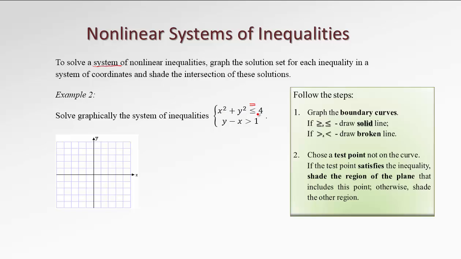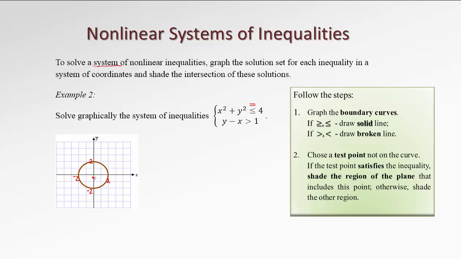So let's graph the first boundary curve by a solid line, as the equation is included in our inequality. That's a circle with center 0, 0 and radius 2. So we have 2 here, 2 there, -2 and -2. As you see, this circle divides the whole plane into two regions, the inside of the circle and the outside of the circle. So we need to make a decision which part of the plane should be shaded, which part of the plane represents solutions to this first inequality. Therefore, the second step is to make this decision.